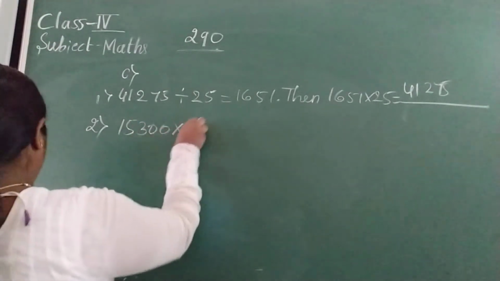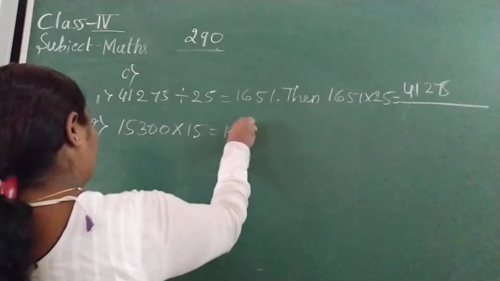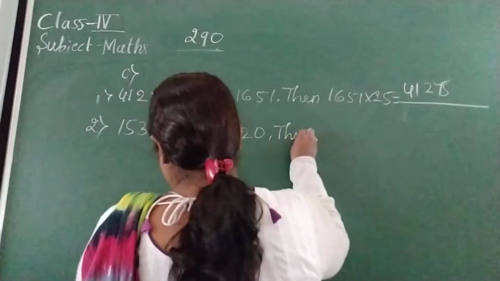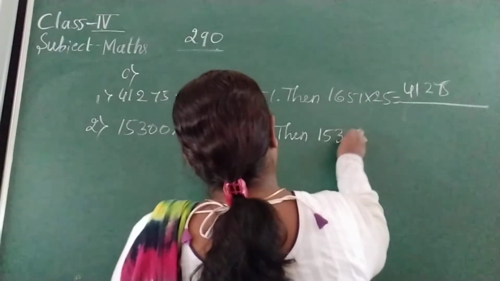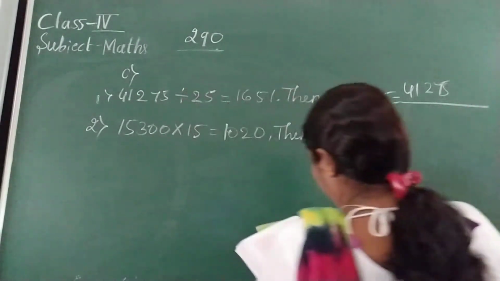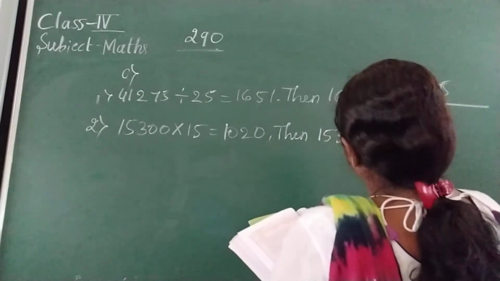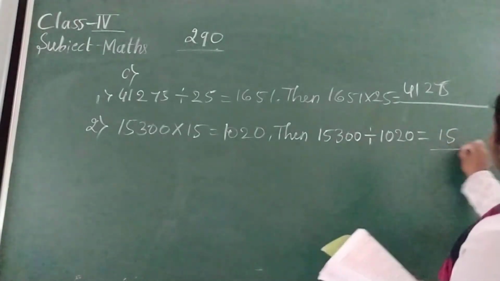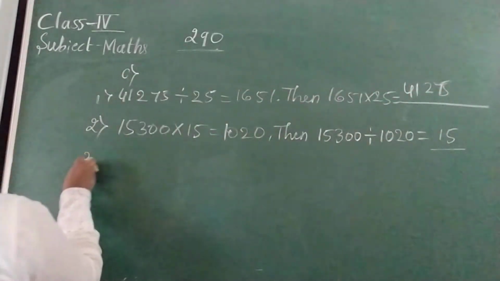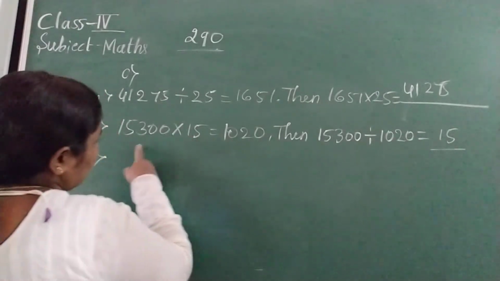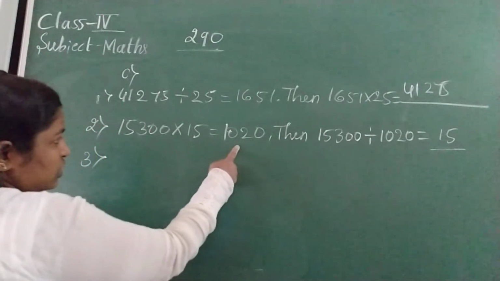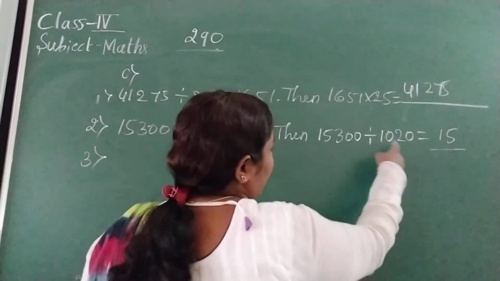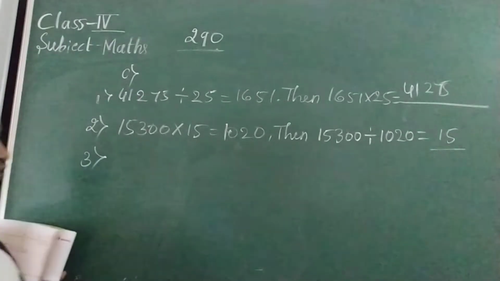15,300 divided by 15 is equal to 1,020. Then 1,500,300 divided by 1,020 is equal to 50. This is a division fact. Here this is divided by 15 and we got the quotient. Again this is also a factor of this one. So again divide by this, we will get another factor.